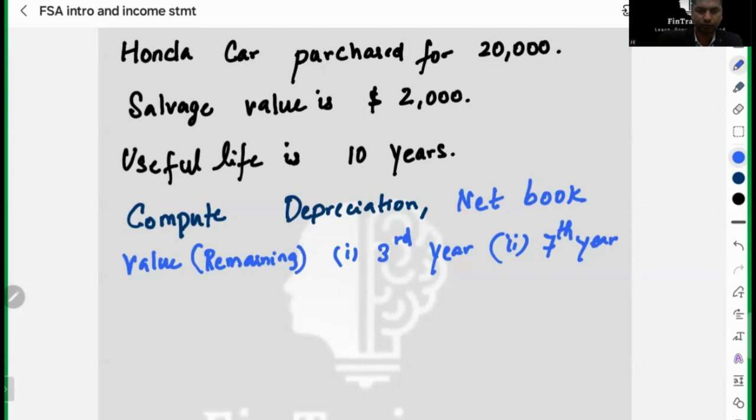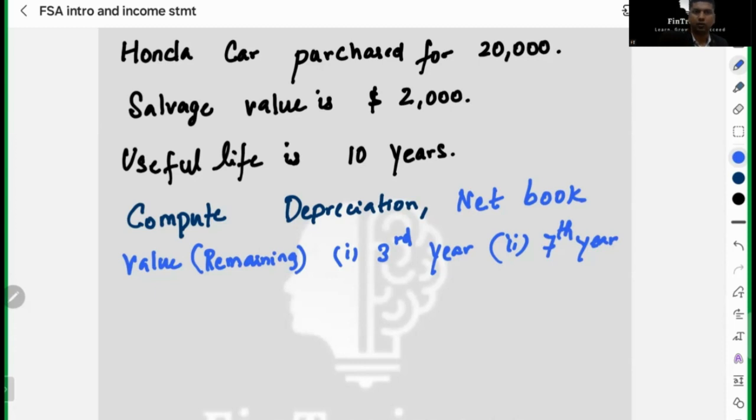Now, let's look at this problem that I have written down. There's a Honda car purchased for $20,000. The salvage value is $2,000, and the estimated useful life is 10 years. Compute the depreciation expense and the remaining net book value after the third year and seventh year using both the straight line method and the double declining balance method. The double declining balance method is the accelerated depreciation method given in our CFA curriculum. Other exams might have sum of years depreciation, etc. If you are in the CMA US, I'll primarily focus on the CFA side of things in this video. So that's going to be the straight line method and the double declining balance method.